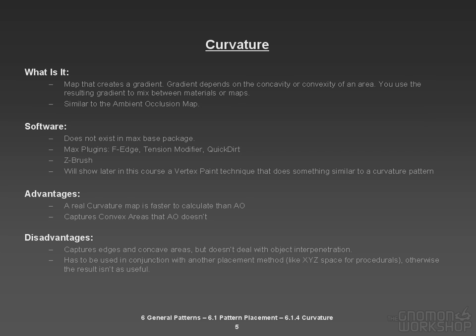First of all, even though it gets the edges and the concave areas, it doesn't deal with object interpenetration, which is something that ambient occlusion does get. In some ways, if you could get both the stuff that curvature grabs and the stuff that ambient occlusion gets and mix them together, you'd really get all of the various areas you may want to apply different materials to. The other disadvantage is that it has to be used in conjunction with another placement method. So, you know, you may need to use XYZ space for some procedural, and then this pattern specifies whether the procedural appears or disappears at the edges or on the flat surfaces of your object.